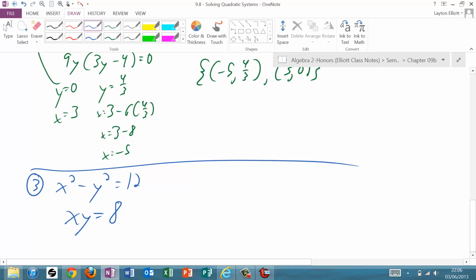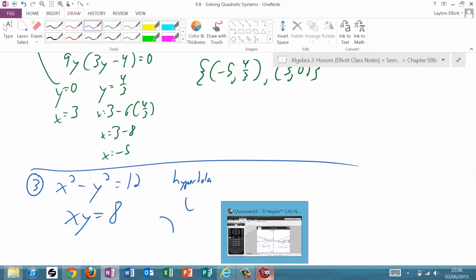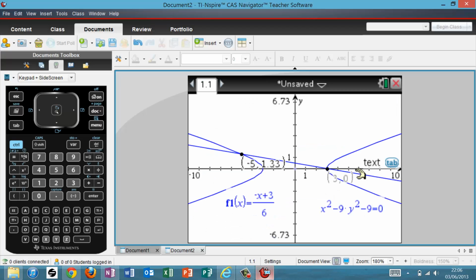This is an interesting one, because here we clearly have a hyperbola, x squared minus y squared, but here we have something a little bit different. This is actually a hyperbola of a different sort. In some ways, it's a rational function, and so it's not truly a conic section. We'll learn more about these in pre-calc, but it forms a shape somewhat like that. So anyway, I'm going to go to the graphing calculator and graph these two.